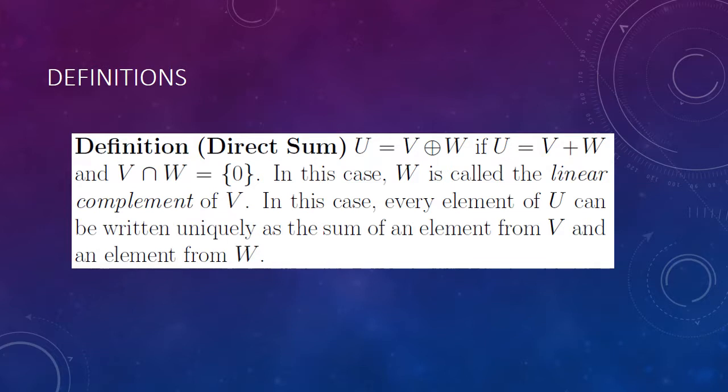If it were possible to write an element of U in two different ways, as a sum of an element from V and an element from W, then you would be able to show that there's something else in the intersection besides zero. See if you can work that out for yourself, and if you want, you can even pause the video now and try to prove that yourself. If you can't figure it out and would like to know, we can talk about it during my office hours when I return from my trip.